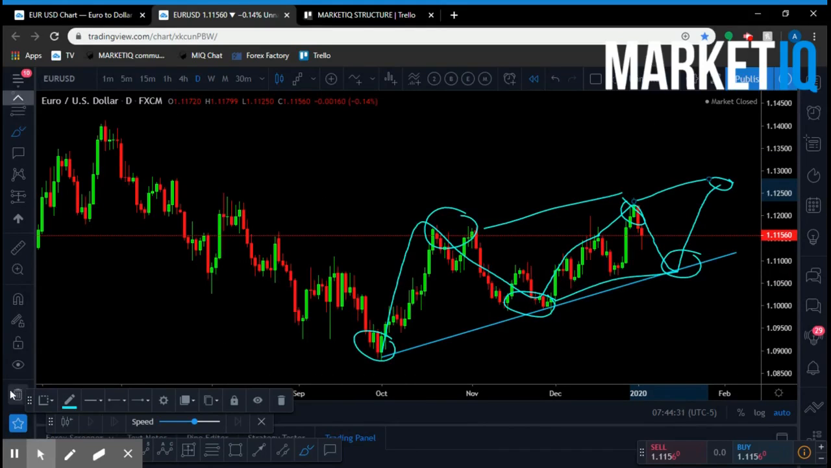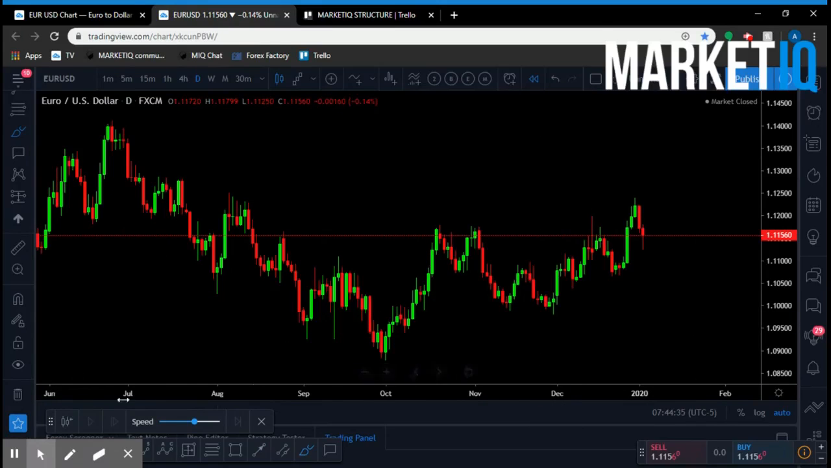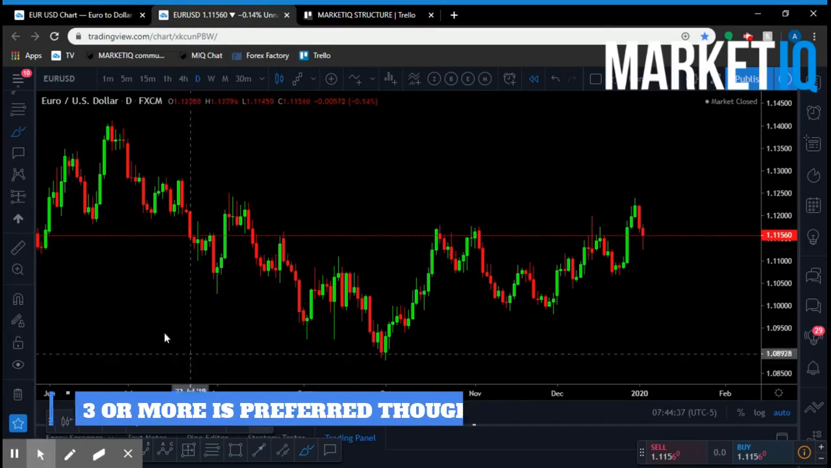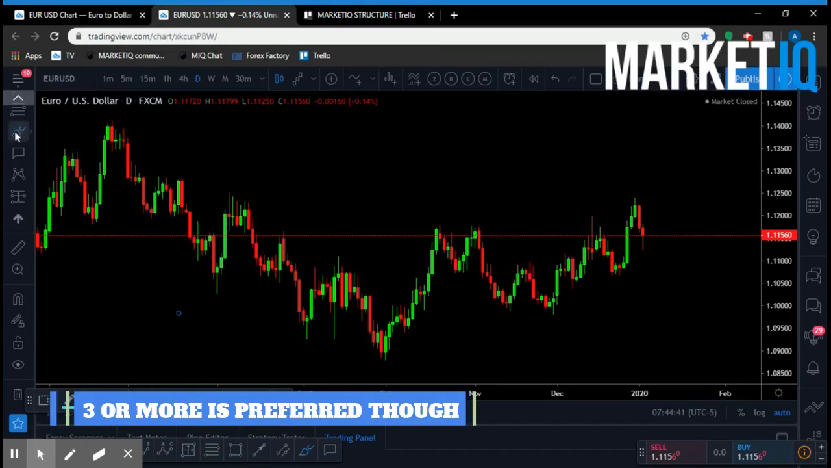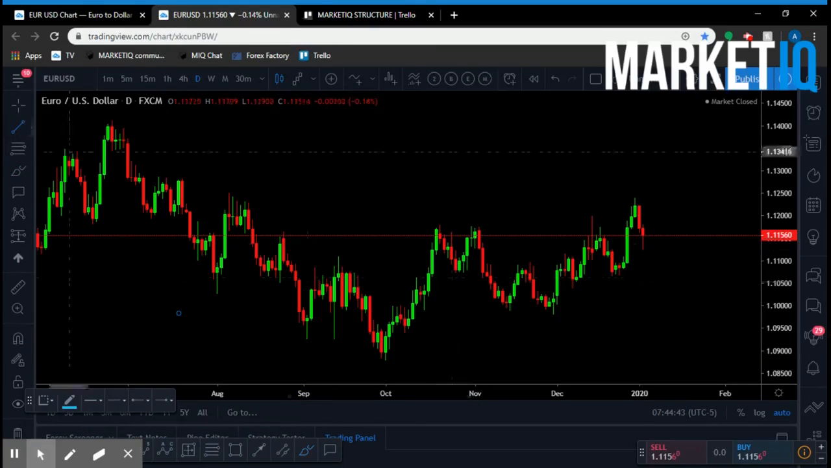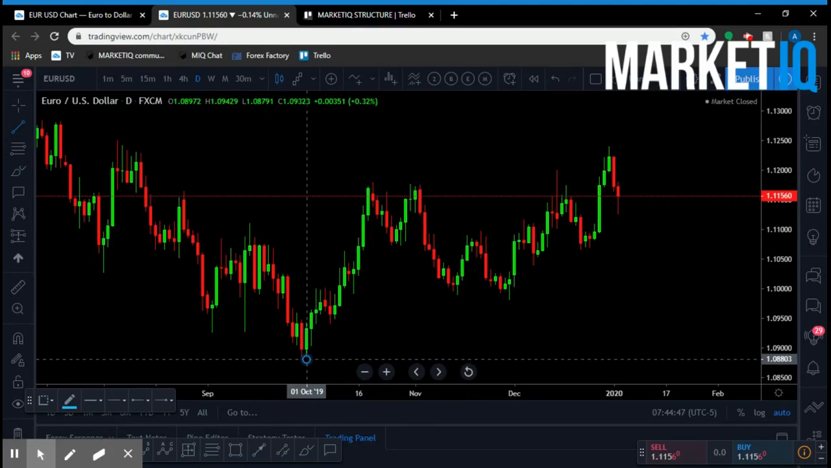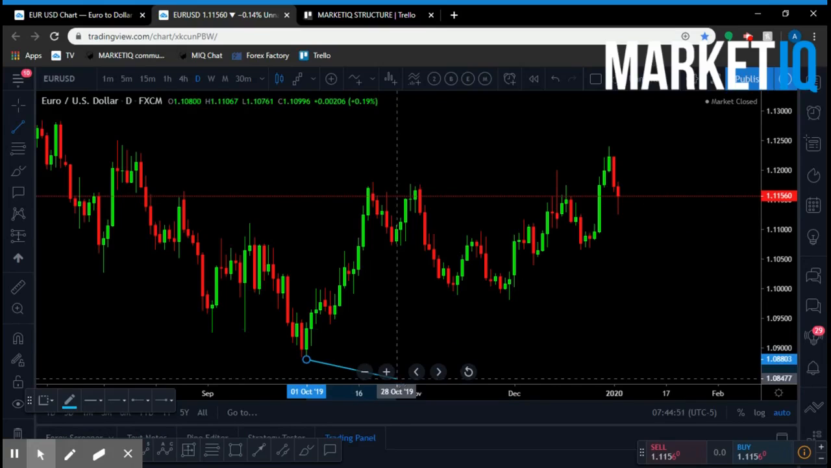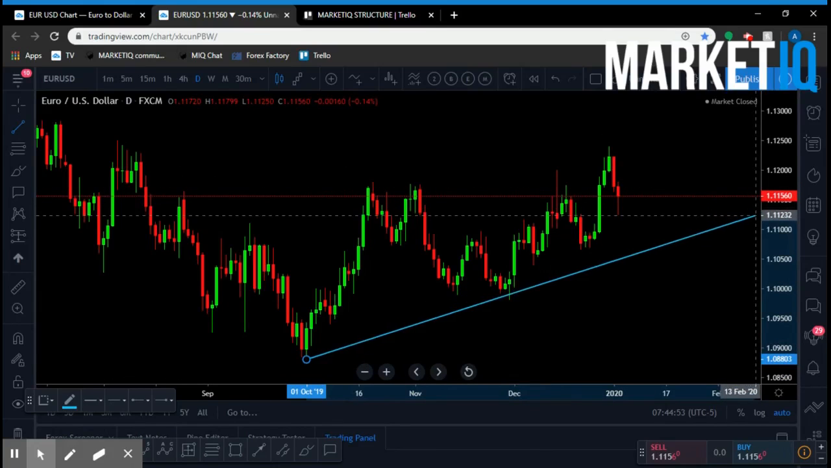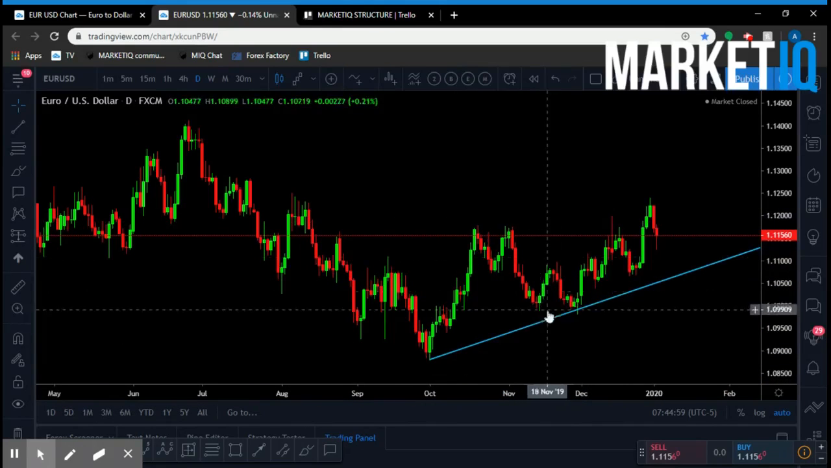And to properly identify an uptrend, you need 2 touches on your trend line. And what I mean by that is that you need to start this here. So this is your first touch, and you've got your second touch here. So this is your trend line.